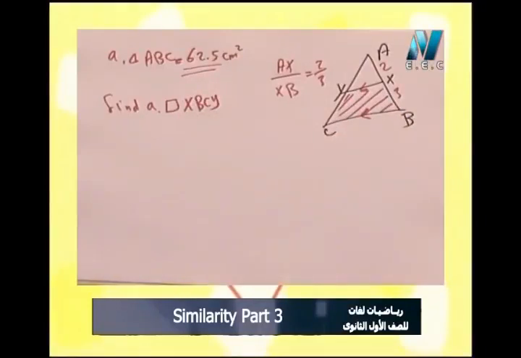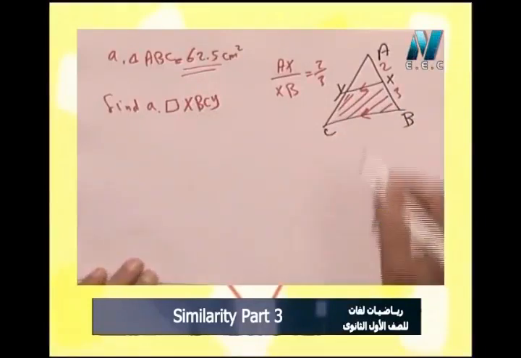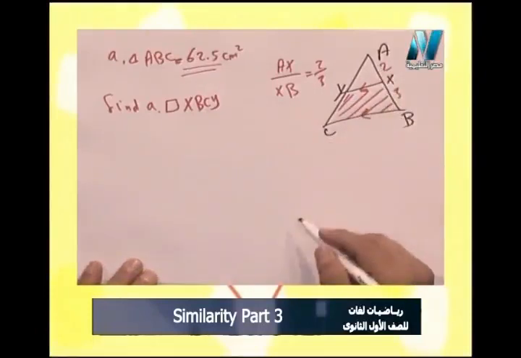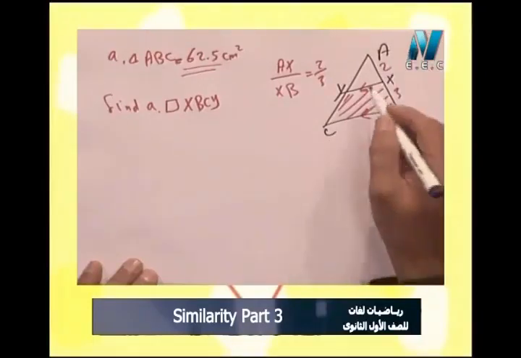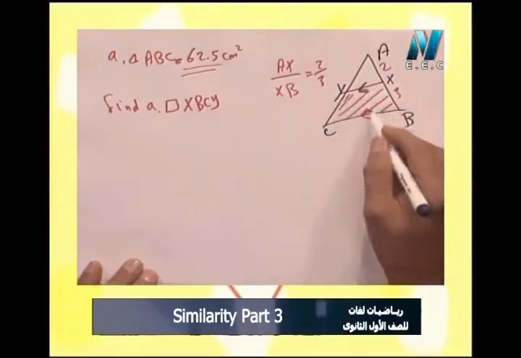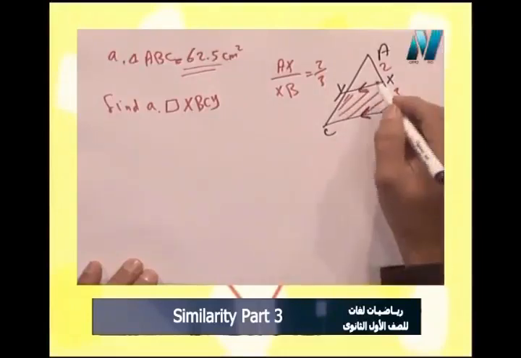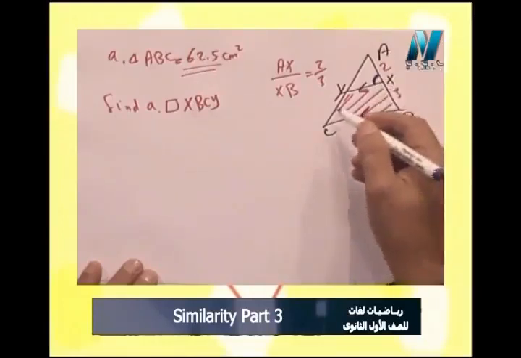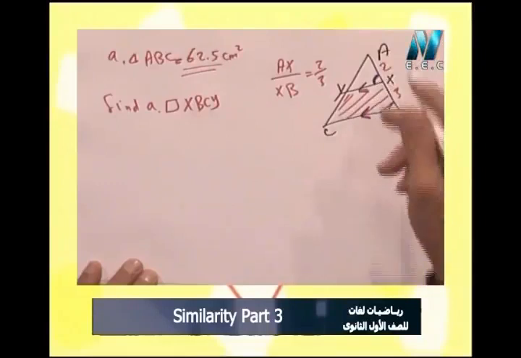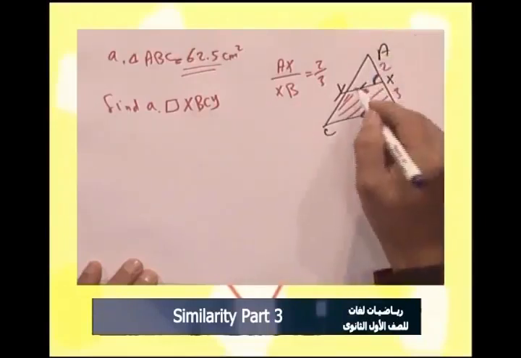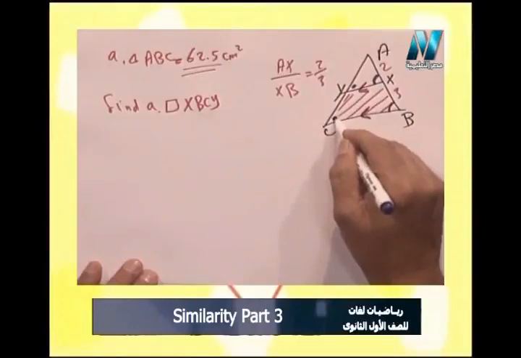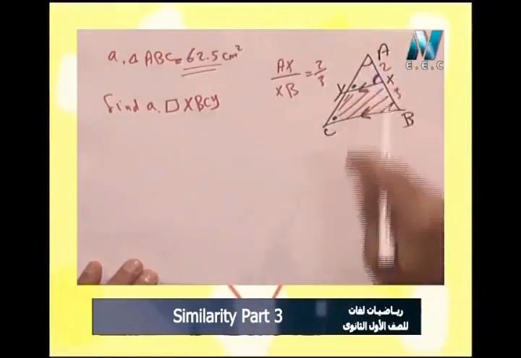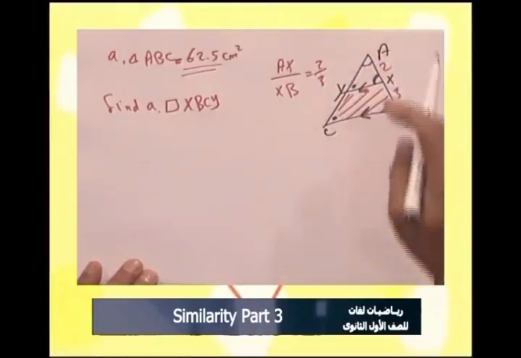So we know that triangle AXY and triangle ABC are similar. Why are they similar? Because we have XY parallel to BC. So we will deduce that this angle, which is AXY, equals the measure of this angle, which is ABC. And we have this angle also equal to this angle, corresponding. And the third angle is common between triangle AXY and triangle ABC.